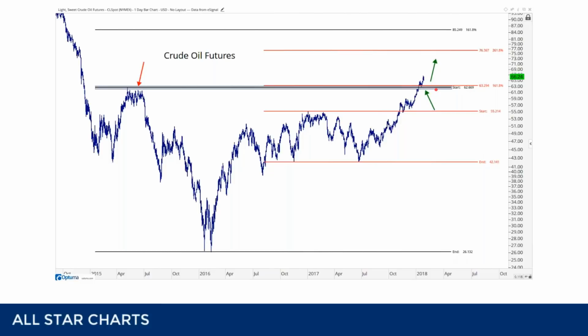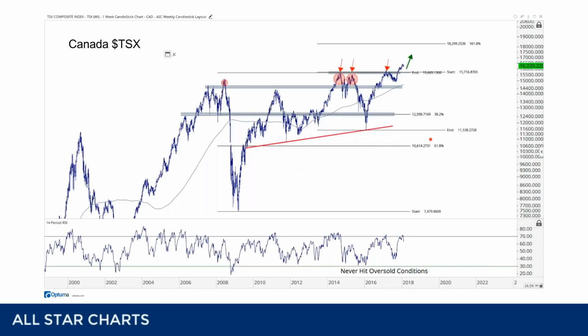So the trade is very simple. If we are above 63 in crude oil, we want to be long. I think we go to 76 and then ultimately 85. With that whole theme of breakouts in Russia and in Canada and in crude oil and in emerging markets, there's a theme of natural resources. And what do you know? Canada, the TSX, is now breaking out of a 10-year base.